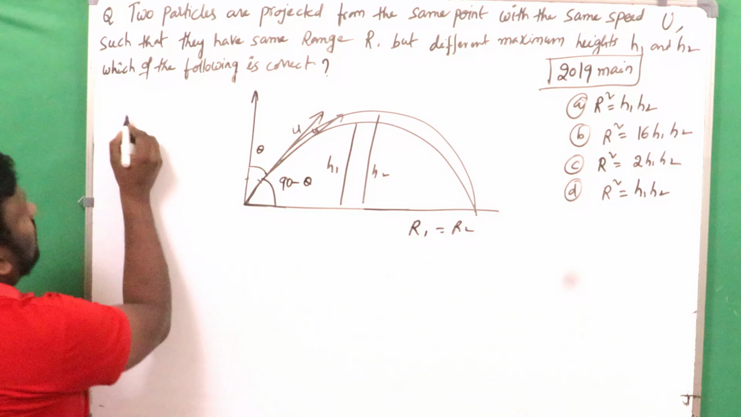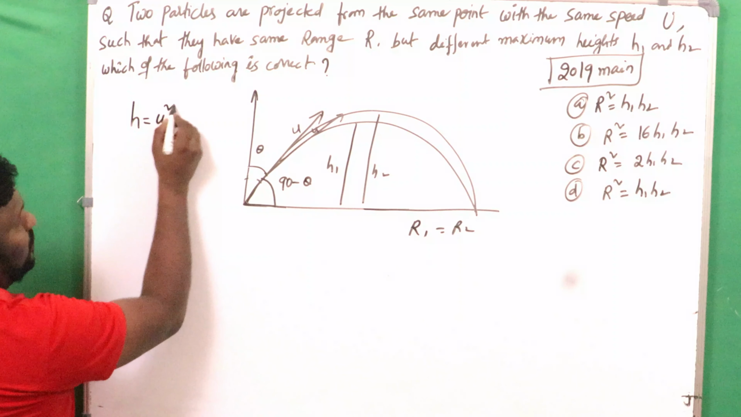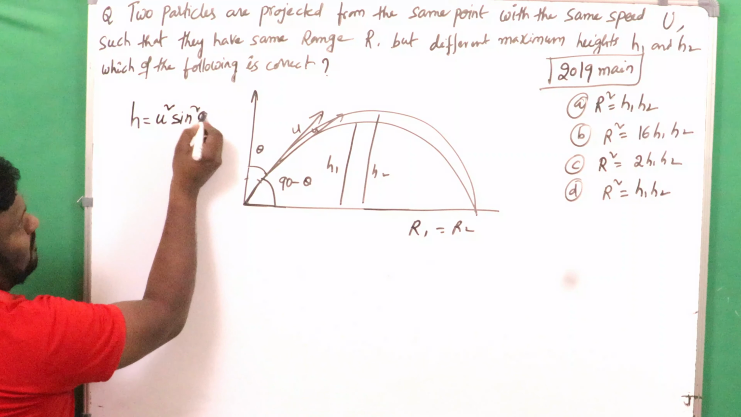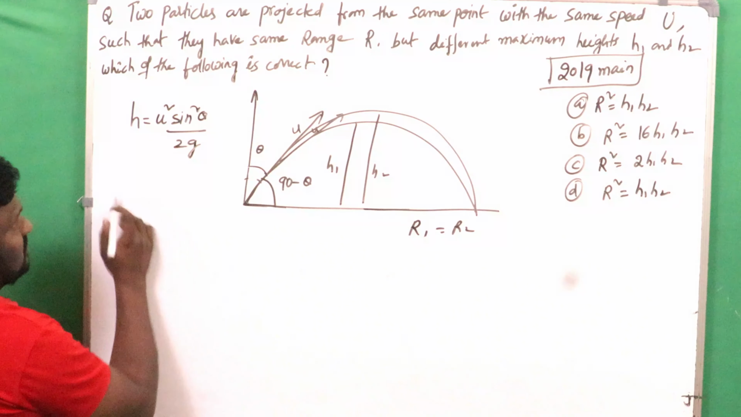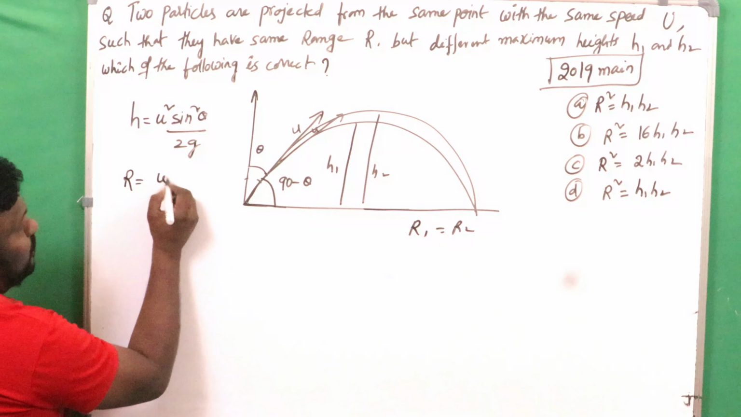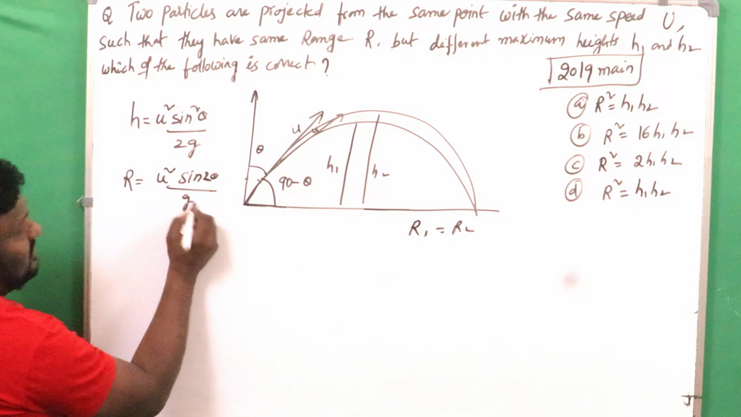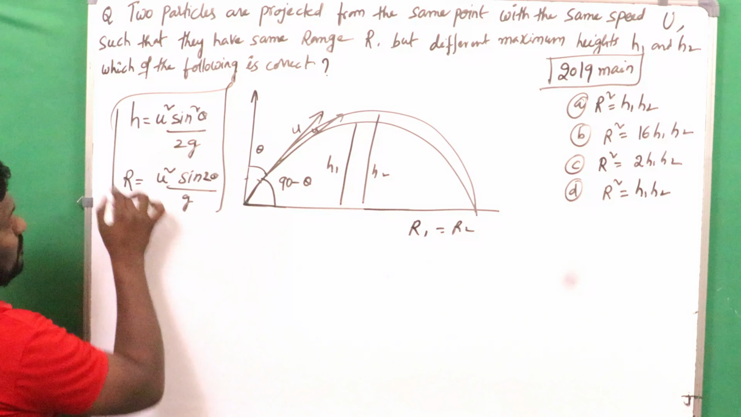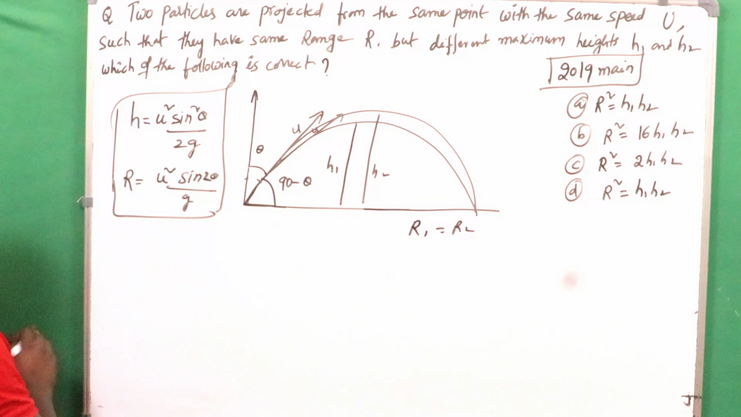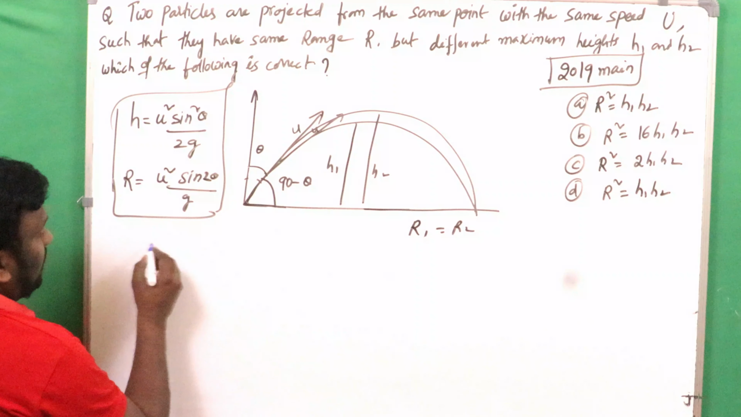What we already know, the maximum height formula is h is equal to u square sine square theta by 2g. This is the maximum height equation. And what is the range formula? U square sine 2 theta by g. So these are the formulas we have to remember. Clear? So for the first object the angle is theta.